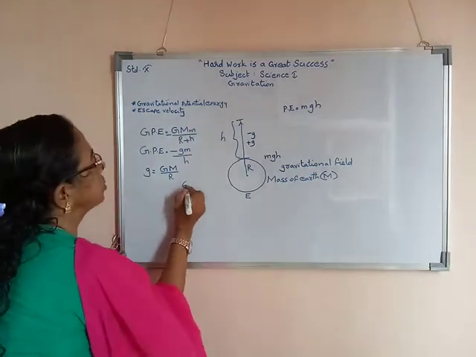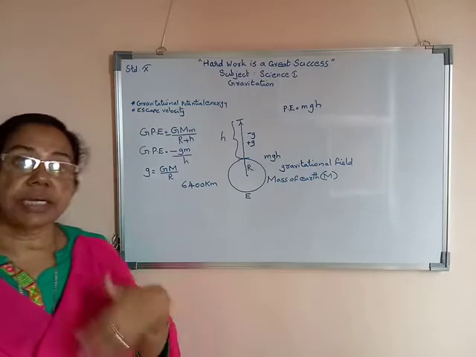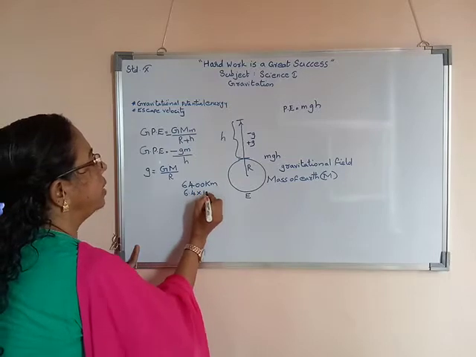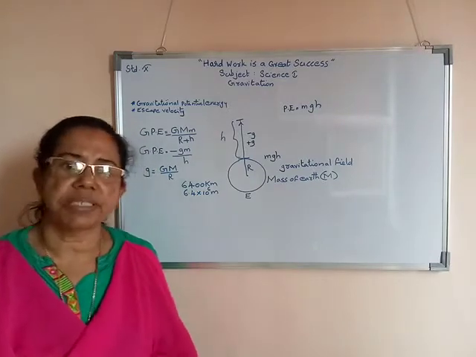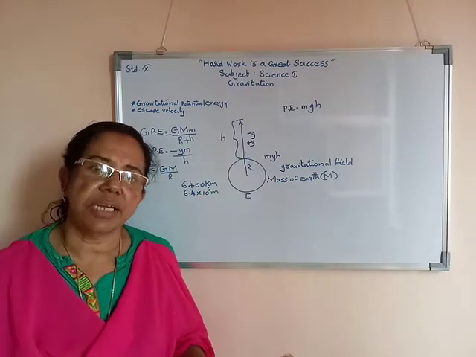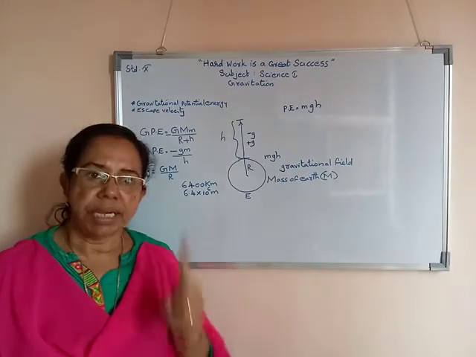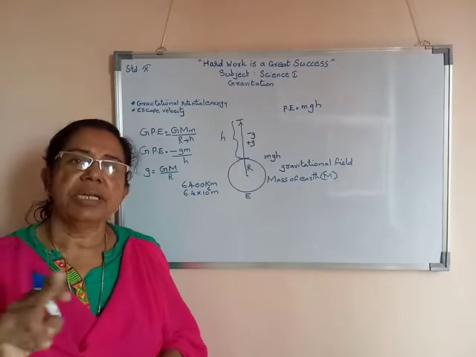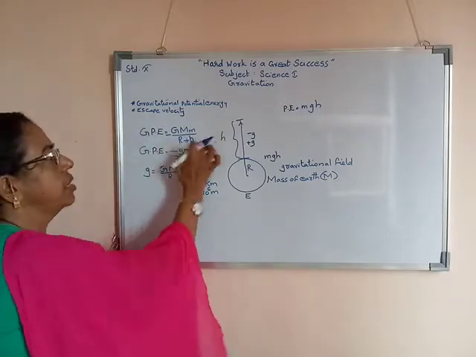That is 6,400 kilometer, or we can write it as 6.4 into 10 raised to 6 meter. These are things we will use for calculation purposes, but now you must know the formula for finding gravitational potential energy. What is that? Gravitational potential energy is equal to minus capital G, capital M, then small m upon capital R plus small h. I think all these values are clear to you.